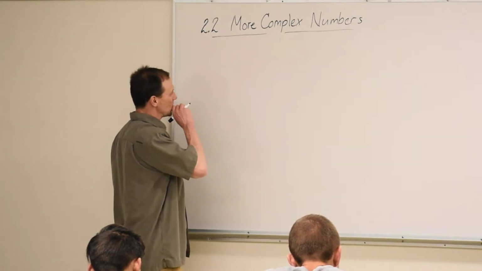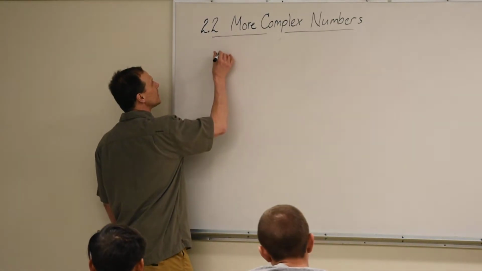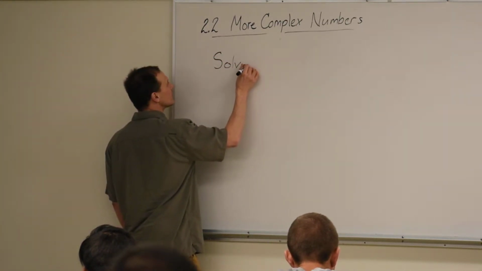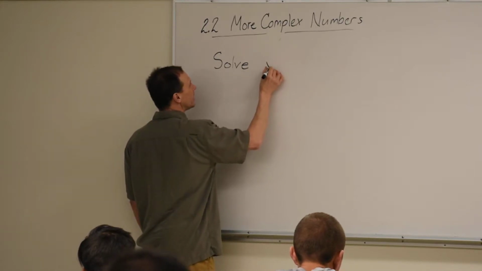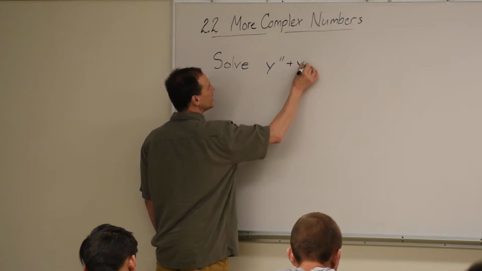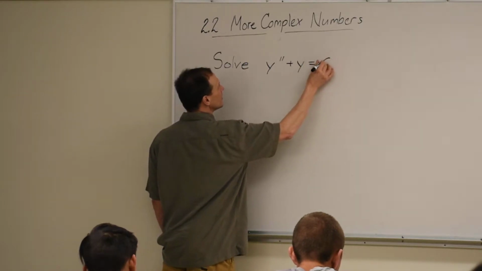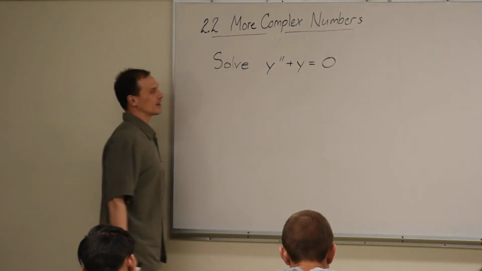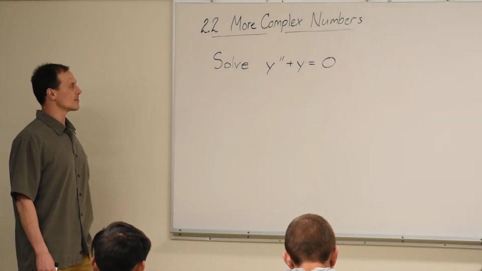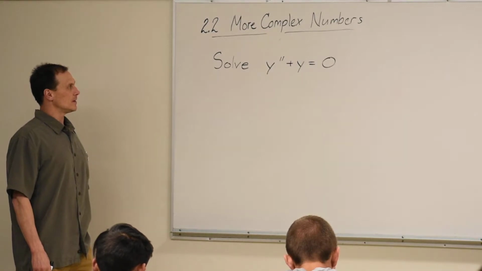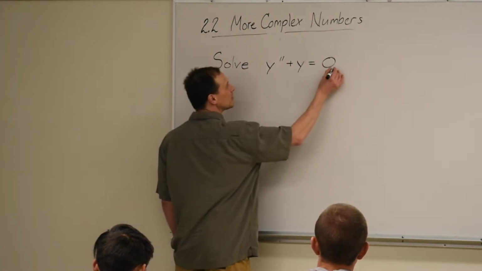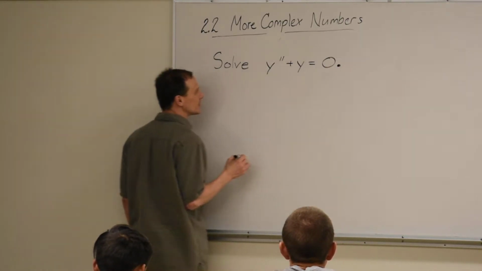So, let's start with this. We're going to begin, and I want to solve y double prime plus y equals 0. And you may know the solution already, but it's more of the process that I want to develop.